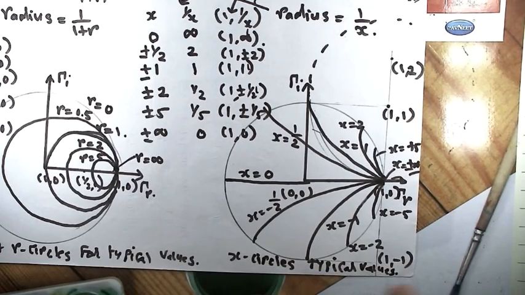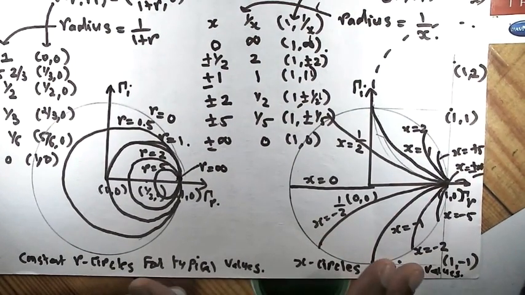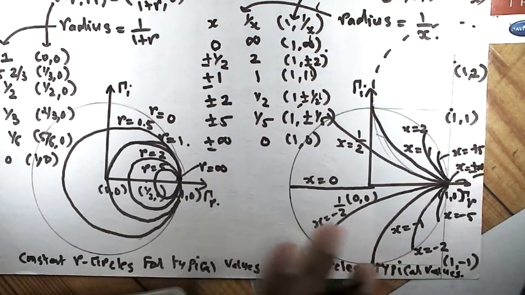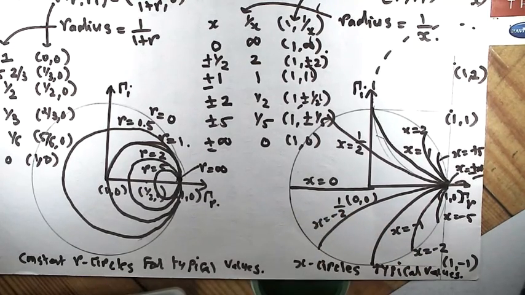If we now superimpose these two, the R circles and the X circles, then we will finally get the Smith chart. So we will see this part in our next session. Thank you very much.